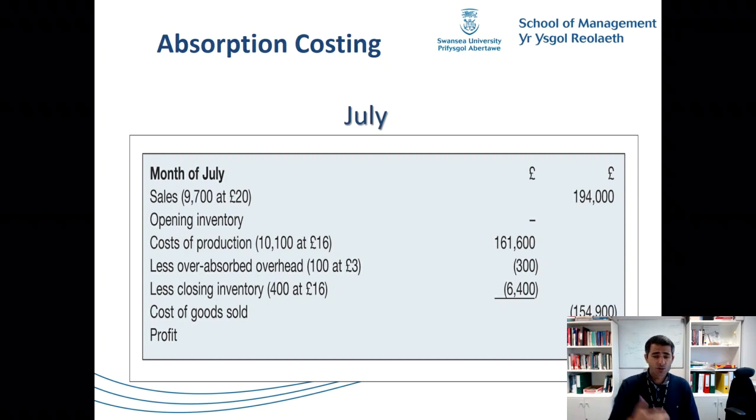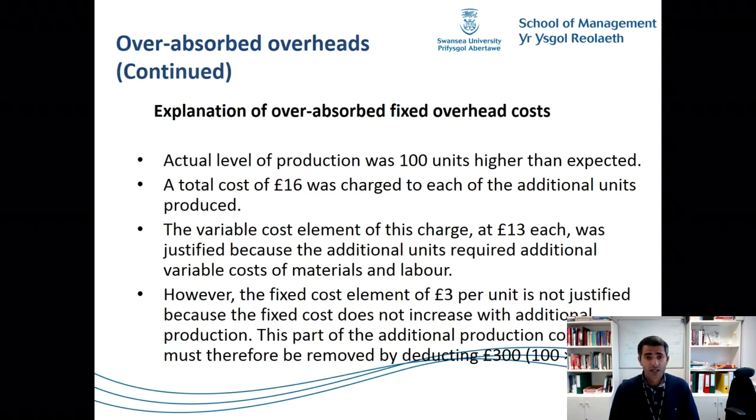So of course the closing inventory is easy, the same: 400 units left, you multiply it by £16, that comes to £6,400. And the cost of goods sold is £154,900, and if you take that away from the sales, you should be able to find a profit of £3,900. Again, sounds confusing? Okay, let's have a look.